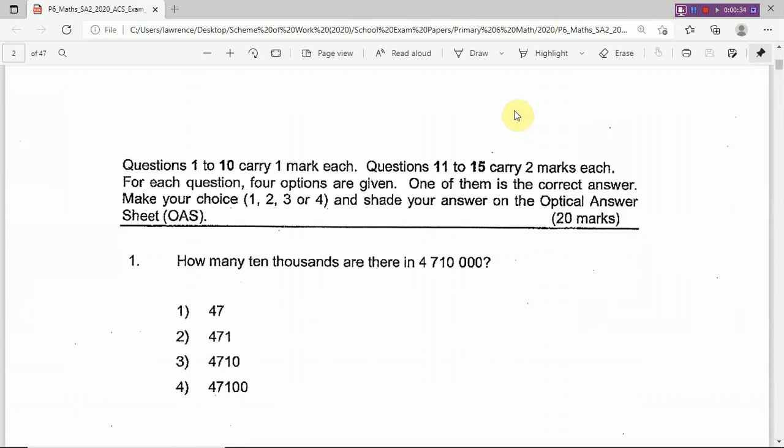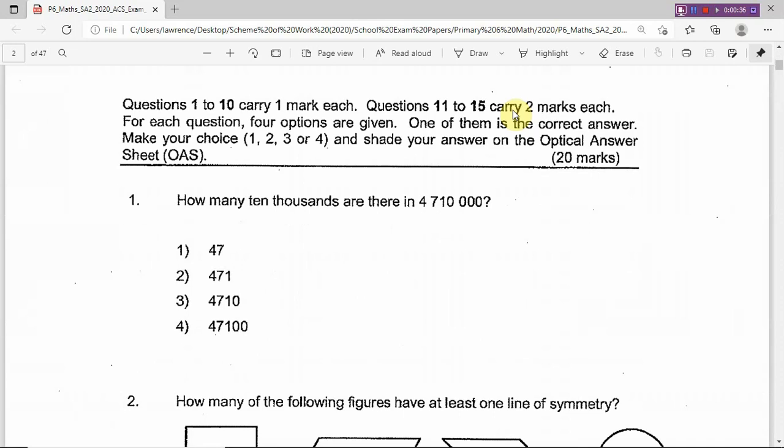Okay, so how many 10,000s are there in 4,710,000? Now, when you do paper one, there are shortcuts. Okay, there are shortcuts that will help you to do faster. So all you need to do is be aware of the shortcuts. So for example, 10,000. So 10,000 has how many zeros? There are actually 4 zeros. So to know how many 10,000s are there, you just have to cover 4 zeros and you will see the number 471. So there are 471 10,000s, which is your answer number 2. Okay, so that's how we use a shortcut to do a bit faster.